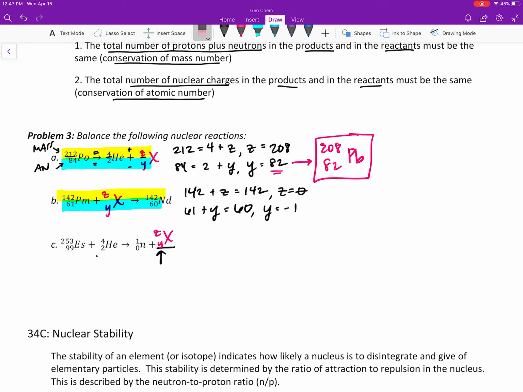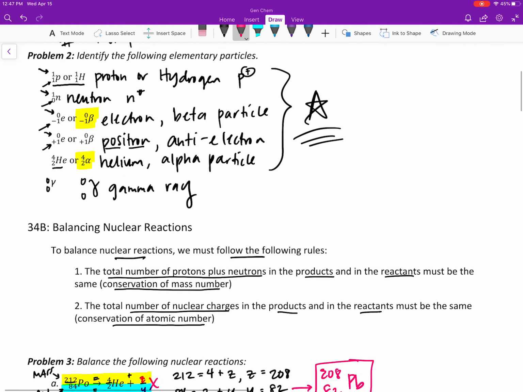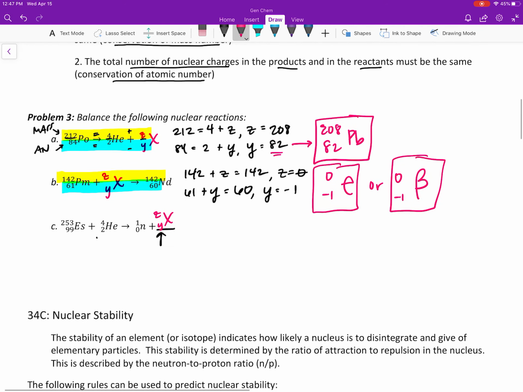And so now I have to put some of that information we just learned to use, and that's what x is equal to when 0 and -1 are the mass and the atomic number, and it's going to be an electron or a beta particle. Either one would be suitable because they mean the same thing.